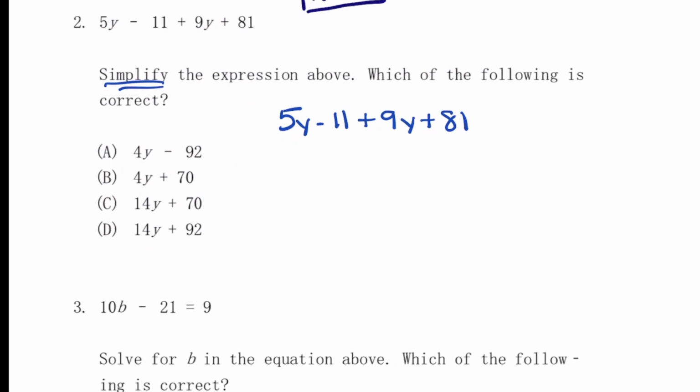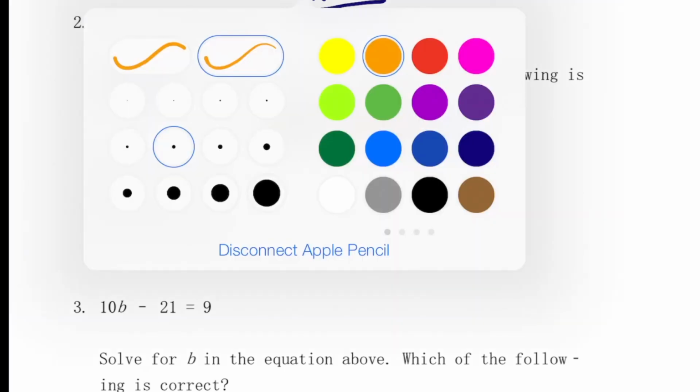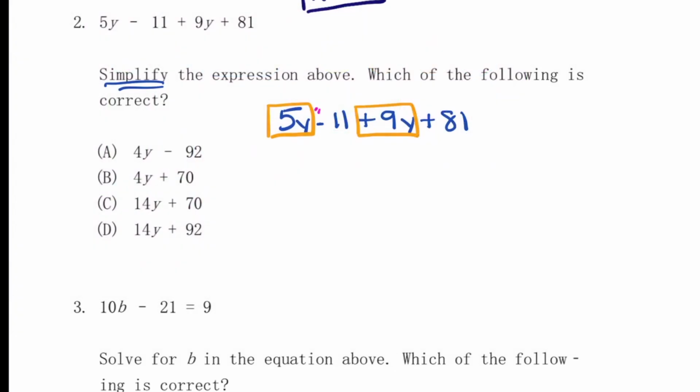In order to see the positives and negatives, I'm going to box them so you can remember what to put together. So we have the positive 5y and the positive 9y, and then we have the negative 11 and the positive 81. We're going to take 5y and 9y and add them together because they're both positive. So we're going to get 14y, and then we're going to have the negative 11 plus the 81.